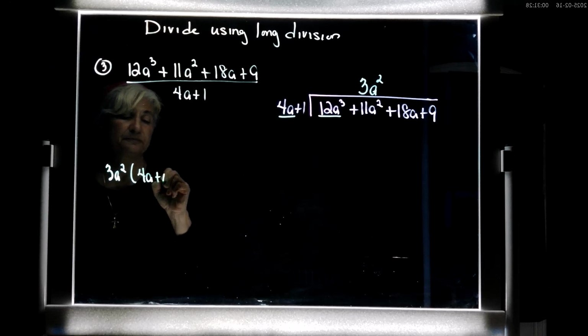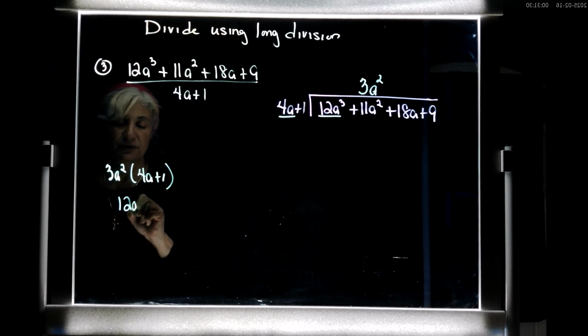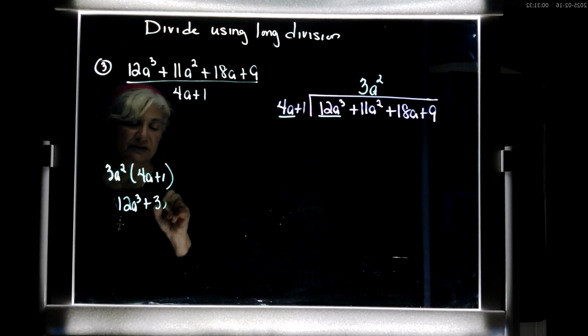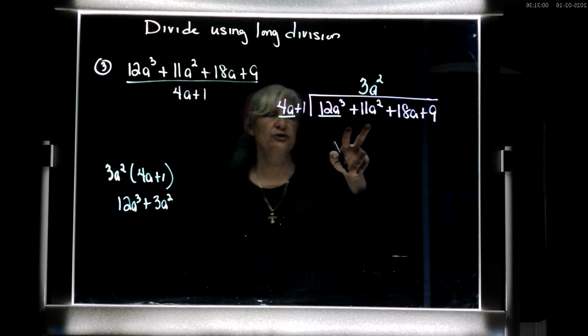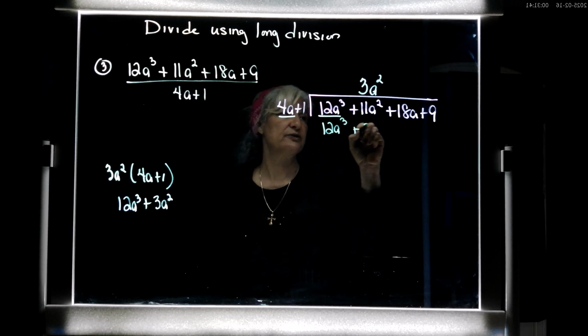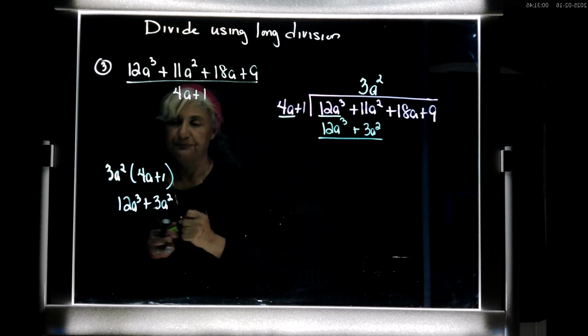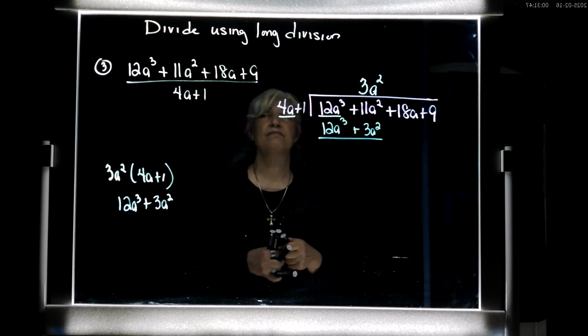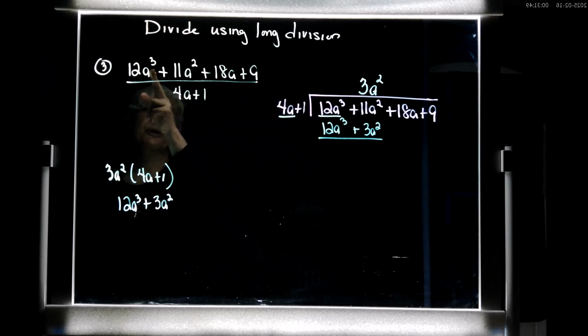So what did you get? 12a cubed plus 3a squared. Put like terms under like terms. 12a cubed plus 3a squared. By the way, let me stop a moment. You start with the third degree and you're dividing by a first degree.